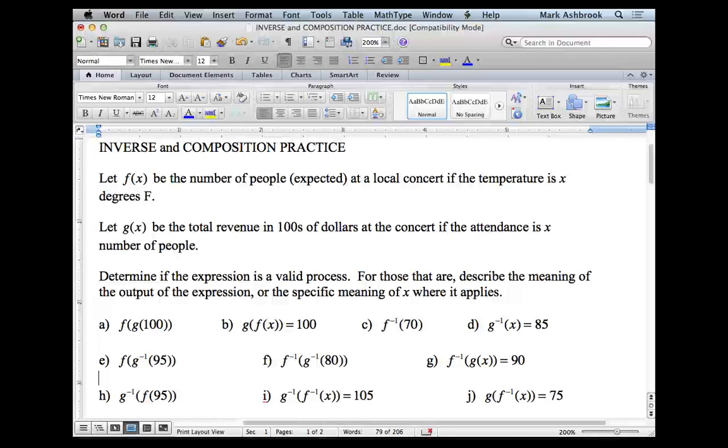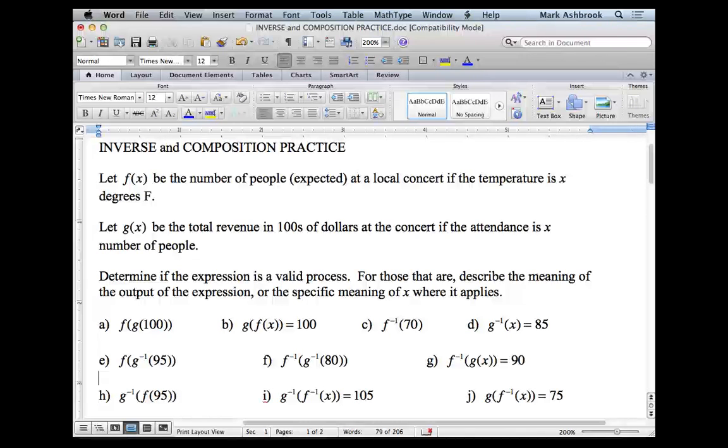He says the temperature will give some expected attendance that will result in revenue of 100. So what is that, $10,000? Okay, so this is the temperature that you would expect a revenue then of $10,000. So that's what you want.